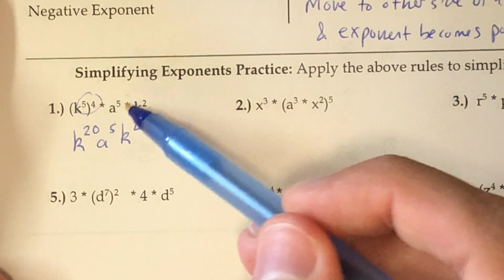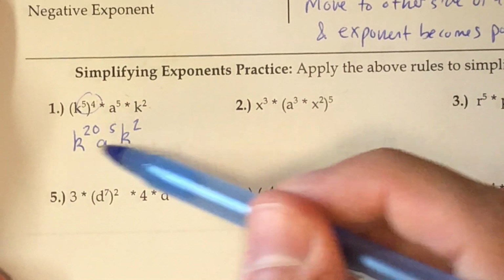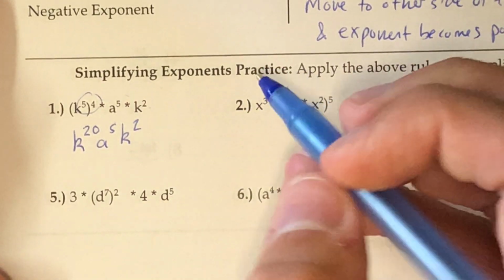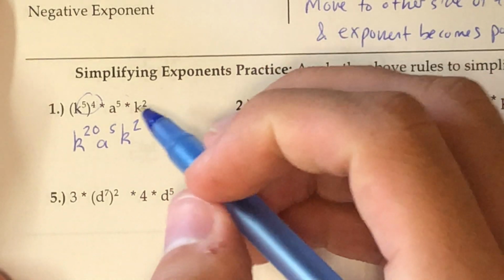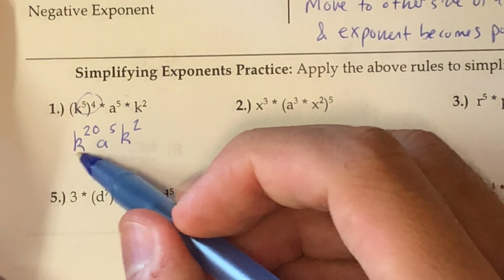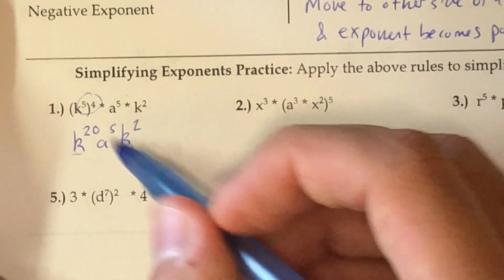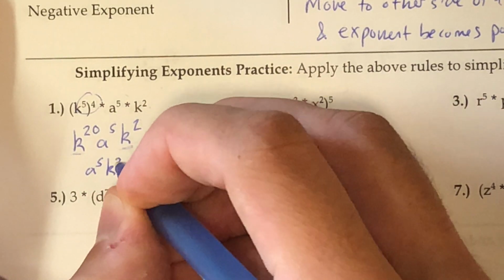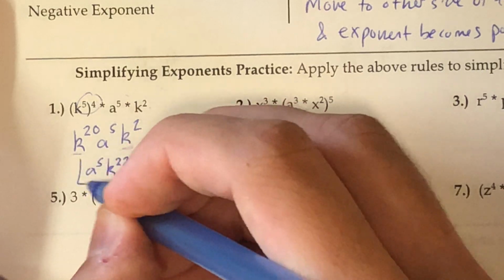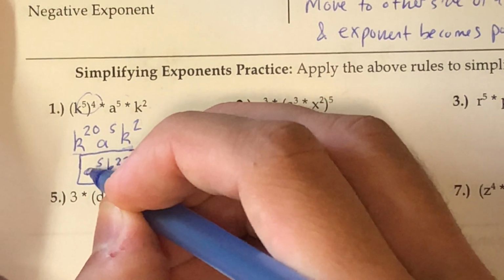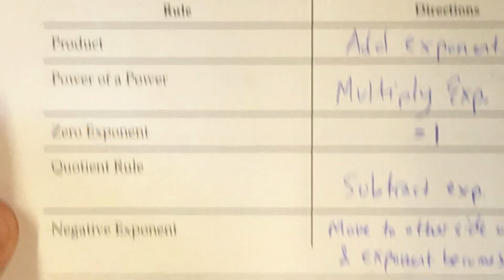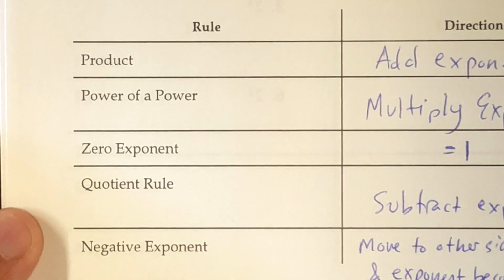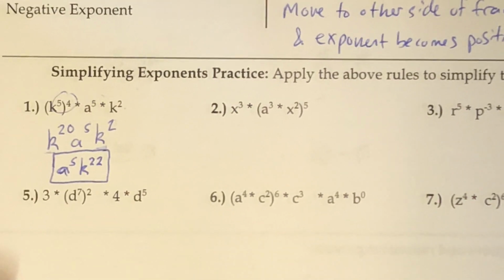You can put the times symbols in between if you want to, but anything put right next to each other we just know as times. Next, we have a product rule because we have k to the 20th and k squared, so we add those exponents. So we'll just have a to the 5th and k squared. It's important that you have all those rules that we wrote down up here so that you can refer to them.